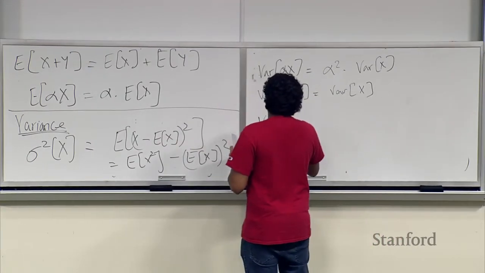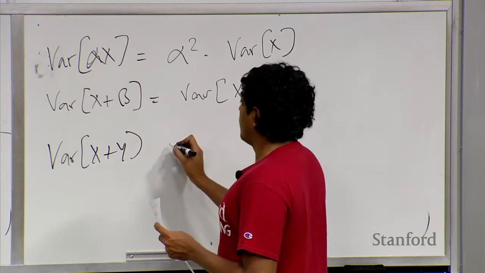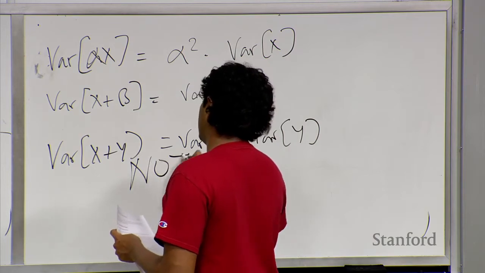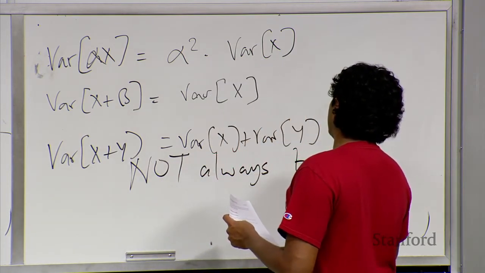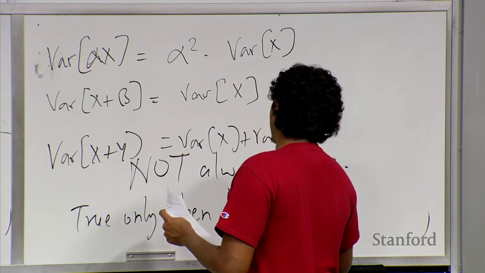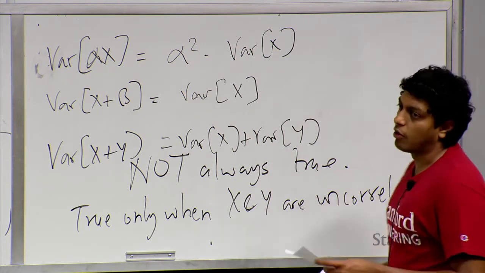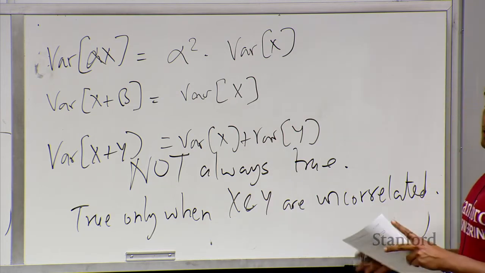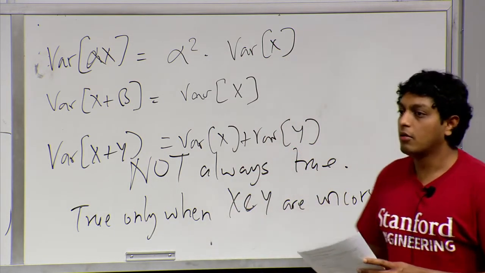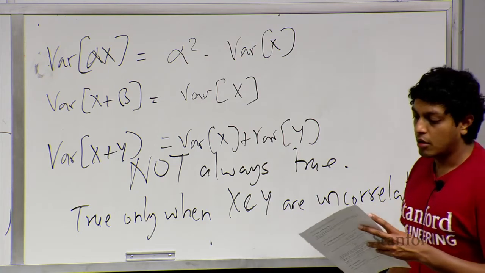When we have variance of x plus y, we cannot say anything as is about it. Variance of x plus y being equal to variance of x plus variance of y is not always true. This is true only when x and y are uncorrelated. There's some other material on what correlation means, which we probably won't cover now for want of time. In general, if x and y are independent, they are always uncorrelated, but the converse is not true. The variance of x plus y is equal to variance of x plus variance of y only when x and y are uncorrelated. All right?